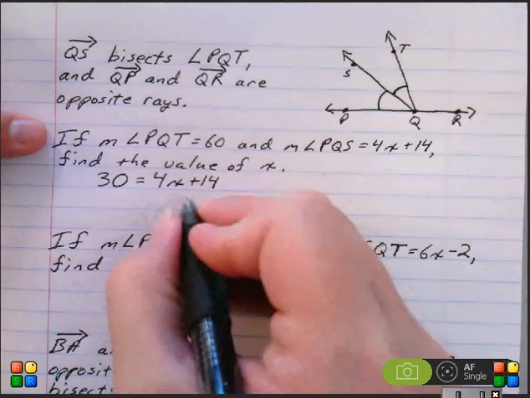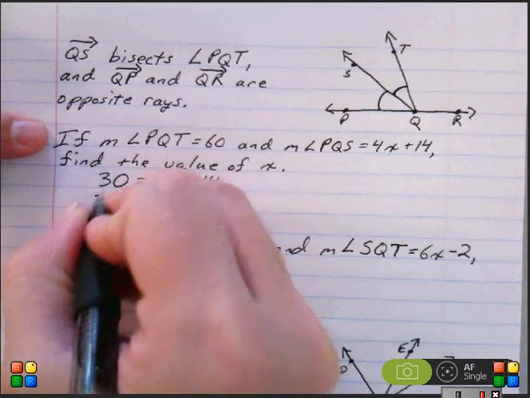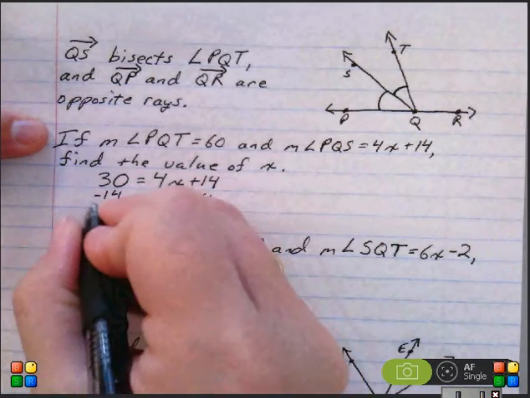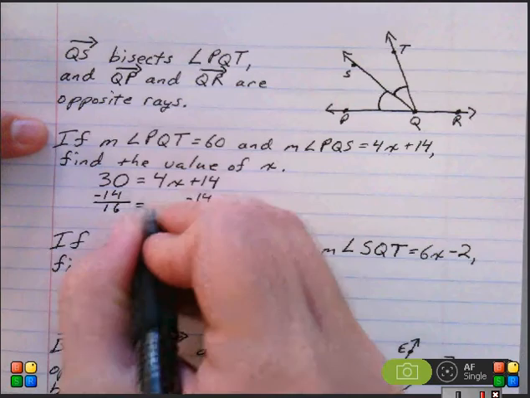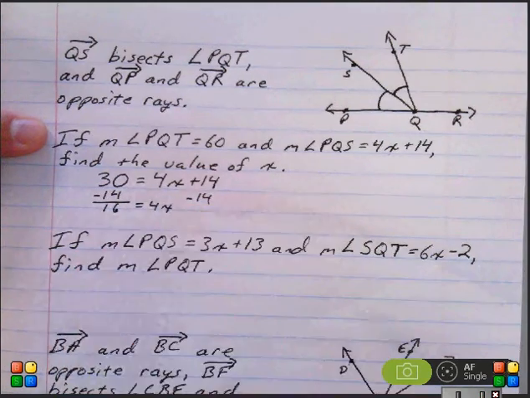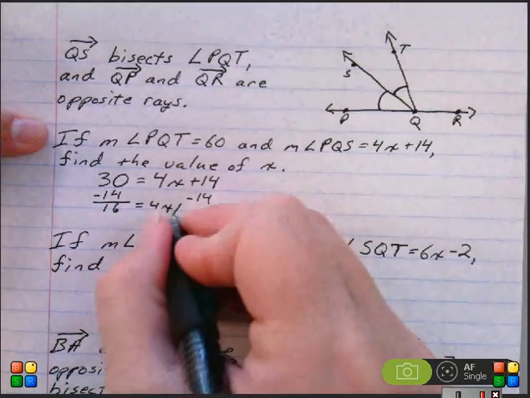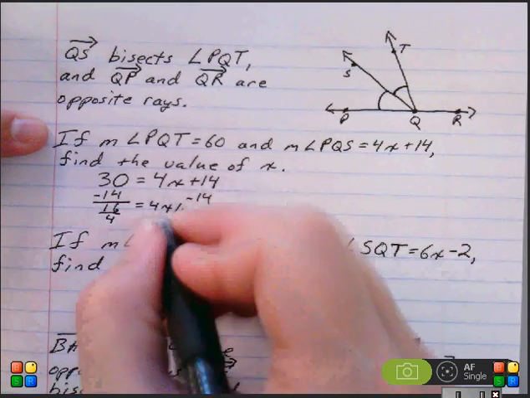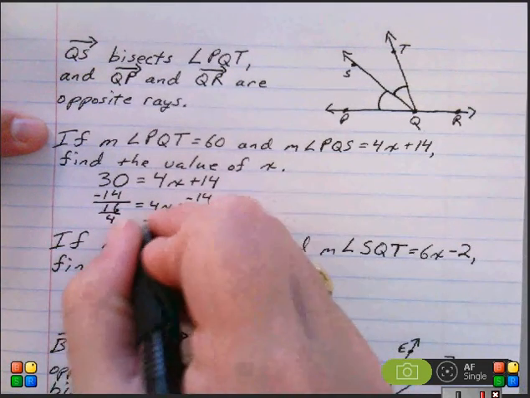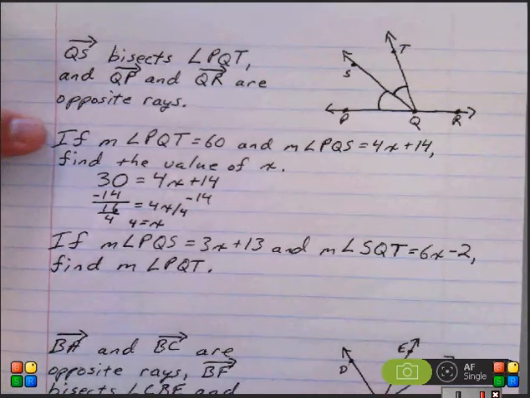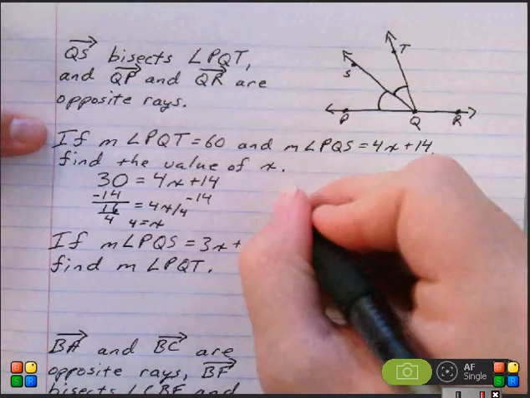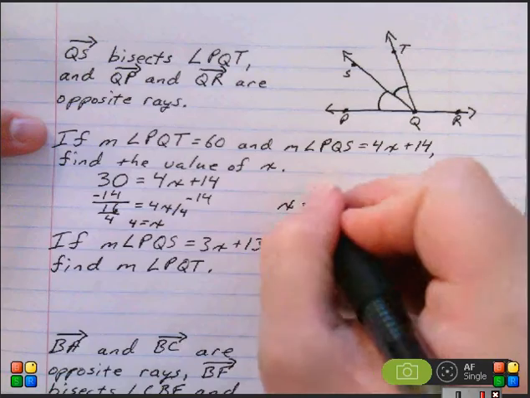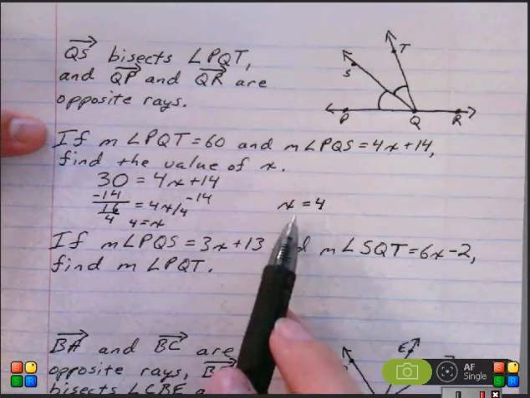Now I have an equation that I can solve. So I'm going to subtract 14. So I get 16 equals 4x. And then next I'm going to divide by 4 on both sides, and I end up with x equals 4. So my final answer, x equals 4. It said find the value of x. X is 4.